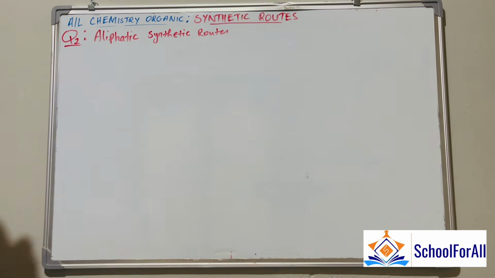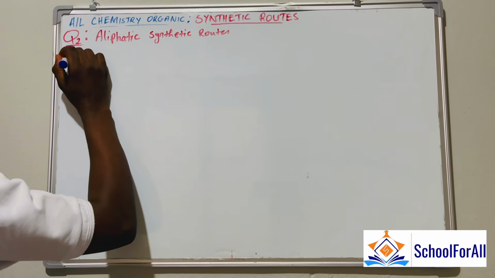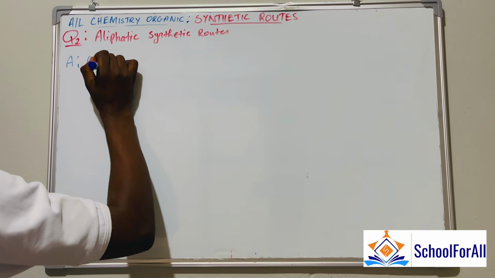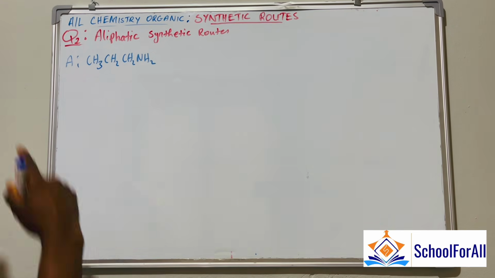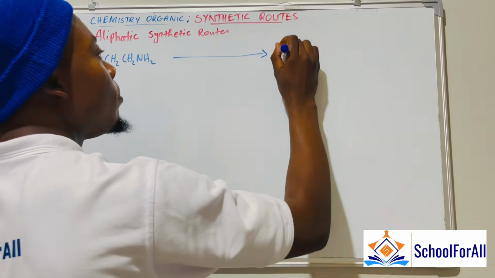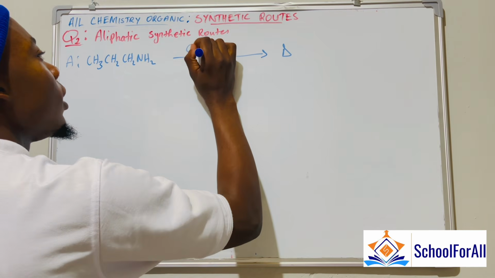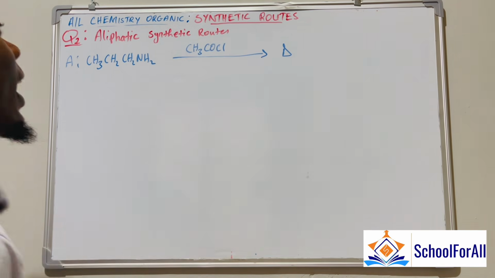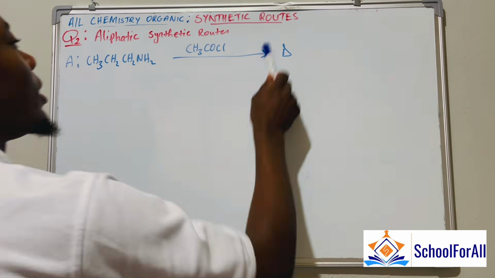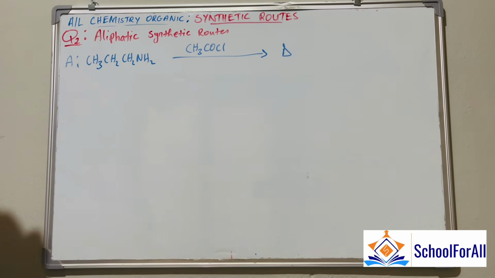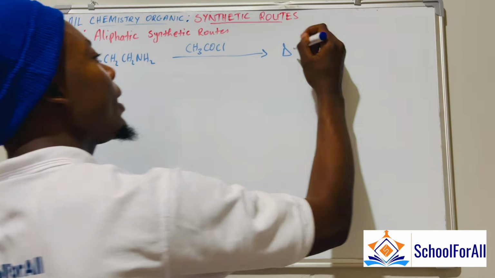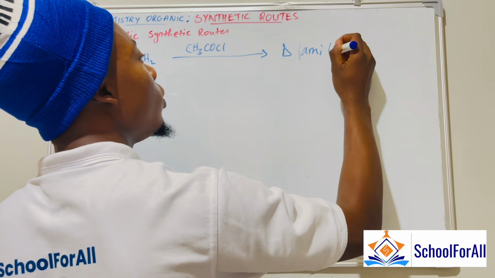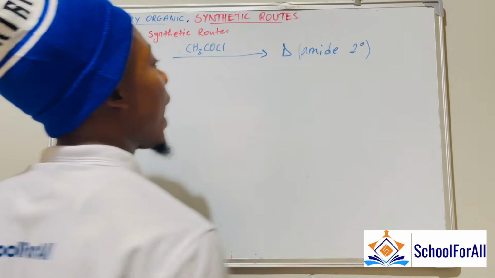Let us go to the next part of our synthetic route, in which we are converting again our A, which is CH3CH2NH2. Here we are converting now our A into a given compound D by passing through an acid chloride. Now, how can we identify our compound D? Whenever a primary amine reacts with an acid chloride, it will always form what we call an amide, which is a secondary amide.